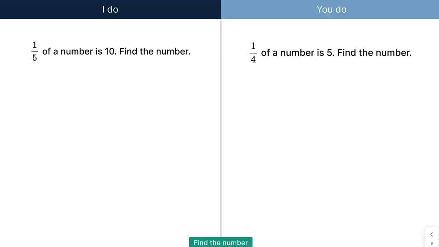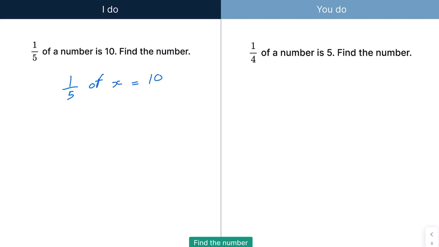So moving on, we now have to find the original number. So it's saying 1/5 of a number is 10. Find the number. So what it's saying is 1/5 of some number, let's just call it x, is equal to 10. Well, what is x?